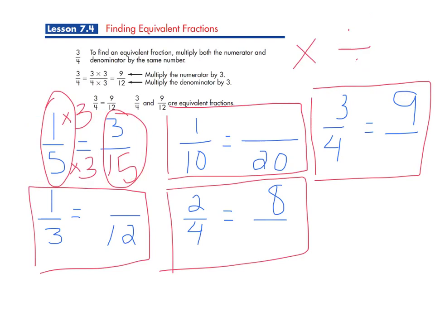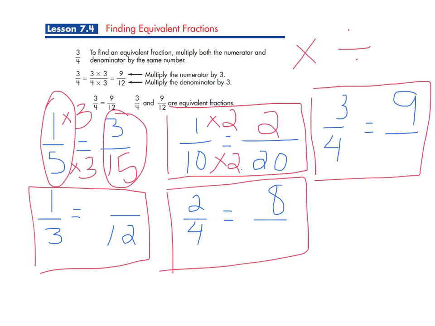All right, now let's take a look at what you did. So what you should have noticed here is to get from 10 to 20, you would have to multiply by 2. And then we have to multiply by 2 as well up top. So 1 times 2 is 2. The equivalent fraction to 1/10 would be 2/20. Let's take a look at this next one.